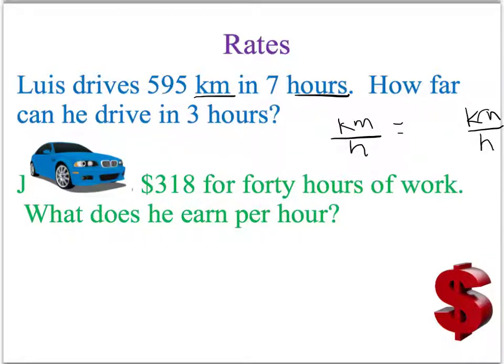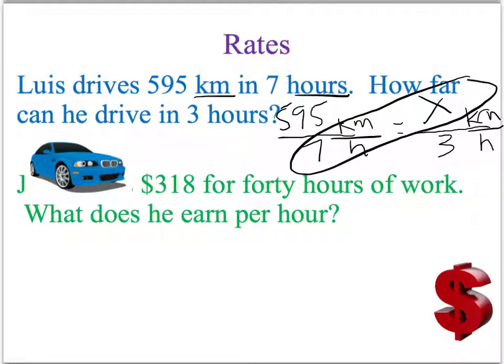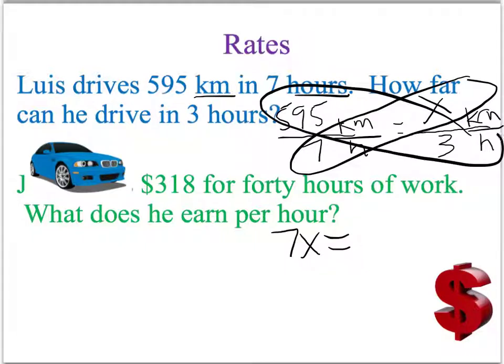Okay, so I know that he can drive 595 kilometers in 7 hours. I also know that I don't know how far he can drive in 3 hours. Okay, so make sure that you have it set up with the same units on top and the same units on the bottom. From here we can cross multiply. So I'm going to get 7x equals 595 times 3.